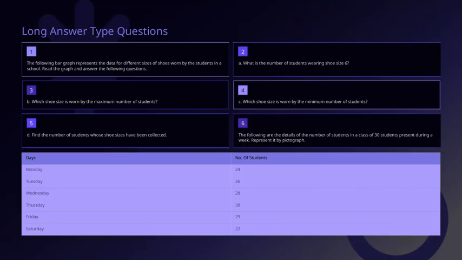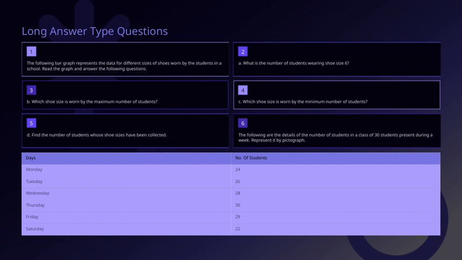Let's take a look at the table showing the number of students present on each day of the week. You can see that Monday had 24 students, Tuesday had 26, Wednesday 28, Thursday 30, Friday 29, and Saturday 22. This data helps us understand the attendance pattern throughout the week. Notice that Thursday had the highest attendance with 30 students, while Saturday had the lowest with 22. Recognizing these patterns can be useful for planning activities and understanding student engagement.